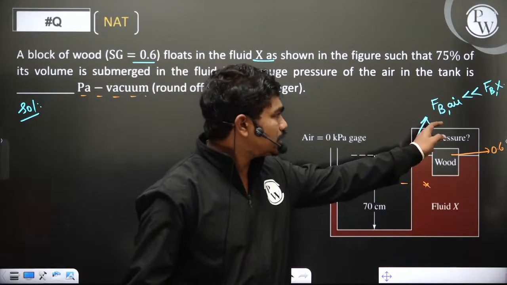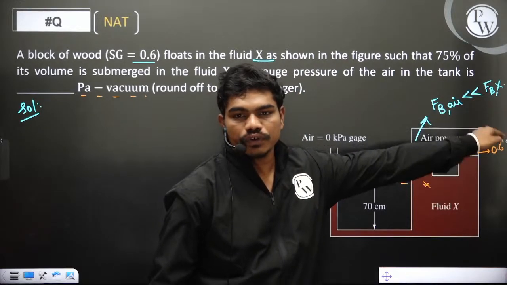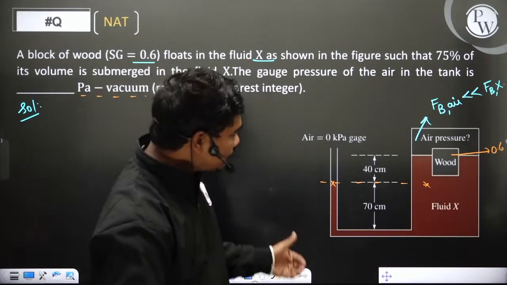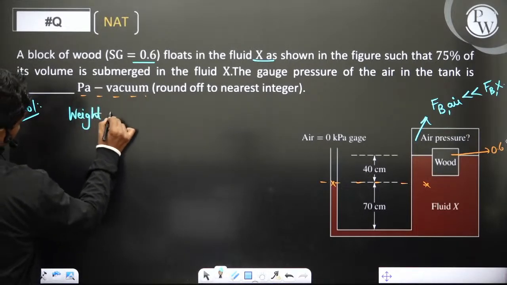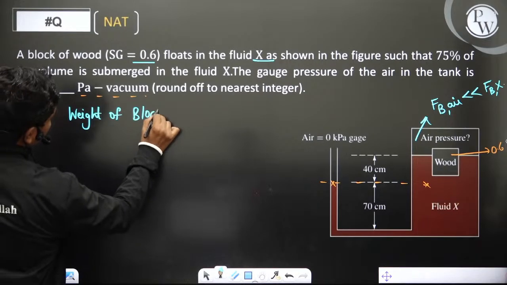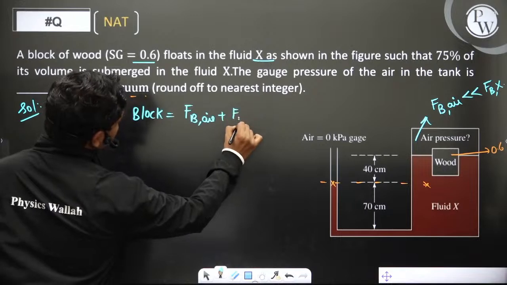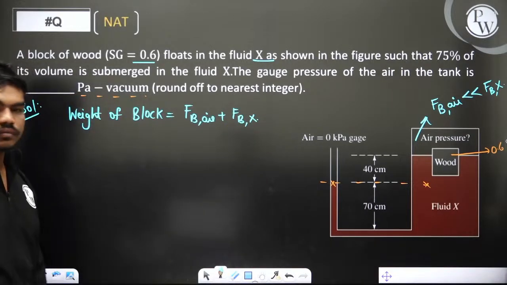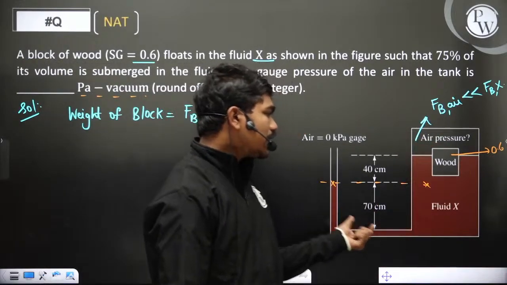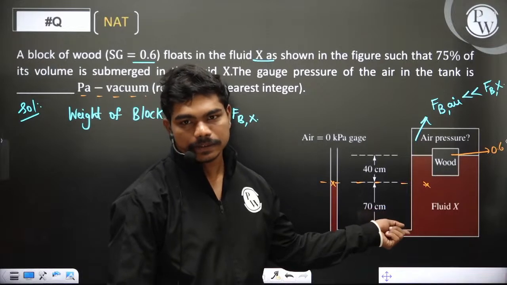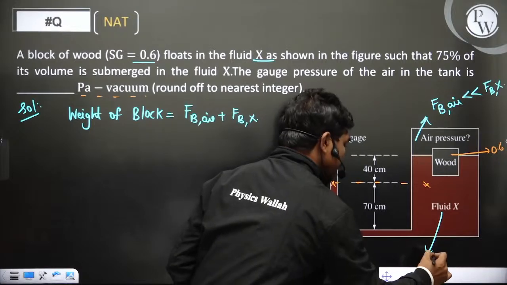So the buoyant force acting due to air on this block is very much less than the buoyant force due to fluid X. Because if the block is floating, the weight of the block should be equal to the buoyancy force due to air plus the buoyancy force due to fluid X. Physically, the air contribution will be low because this is clearly a liquid, not a gas. They told us it's a fluid, but I will declare this fluid is actually a liquid.